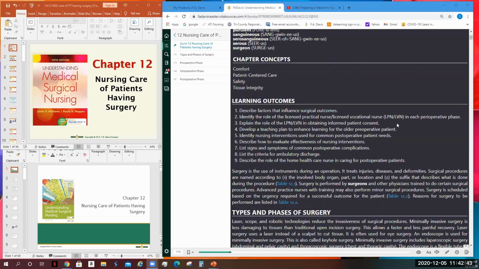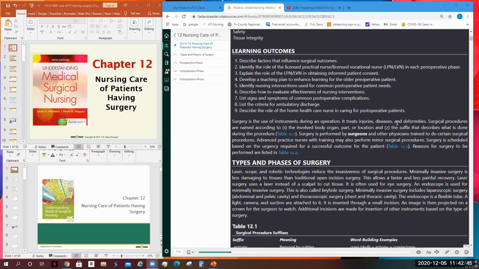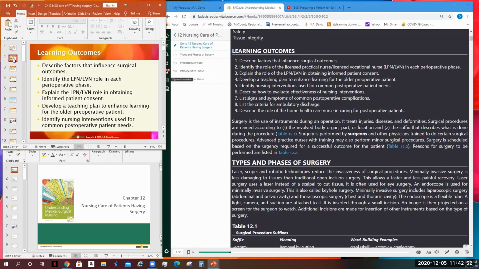Welcome to Part 1 of Chapter 12, Nursing Care for Patients Having Surgery. It's page 170 of the 6th edition. Surgery is the use of instruments during an operation. It treats injuries, diseases, and deformities.